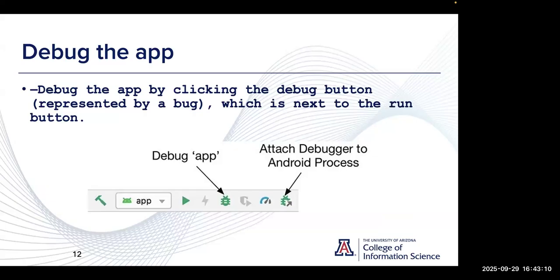Then after we set up the breakpoint, we can go ahead and debug the app by clicking the debug button, that's just the little bug icon there, which is next to the run button. So this is debug, and then there's also attach debugger to process. But this is normally the debug icon that we want to press.